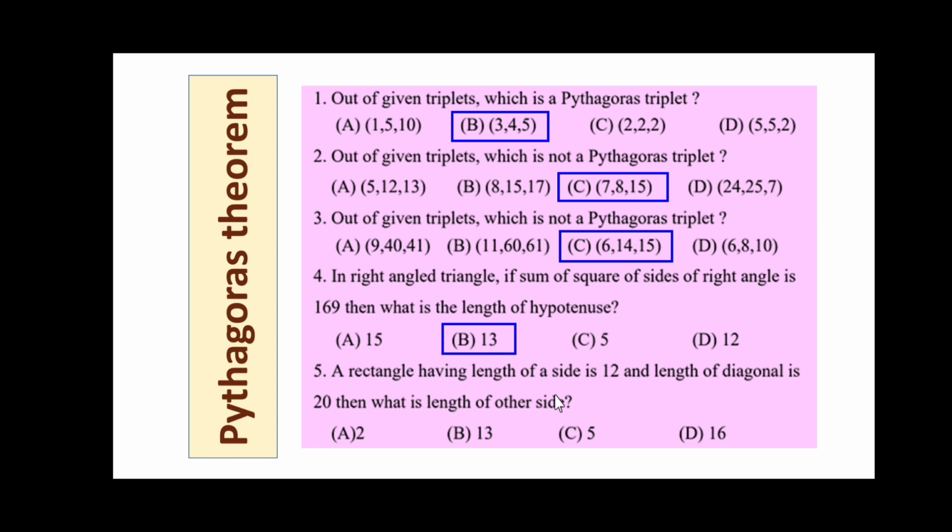A rectangle has a side of length 12 and a diagonal of length 20. Then what is the length of the other side? The diagonal square minus this one side square you have to calculate. From this we are getting the answer as 16. The square of 20 is 400 and the square of 12 is 144. 400 minus 144 leads to 256, and the square root of 256 is 16. So option D is right.